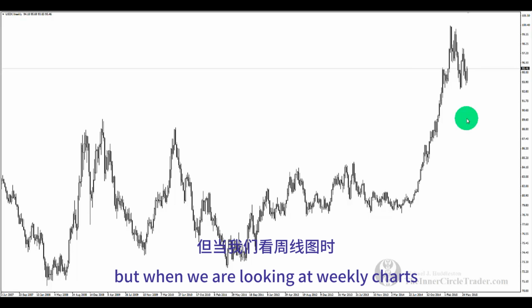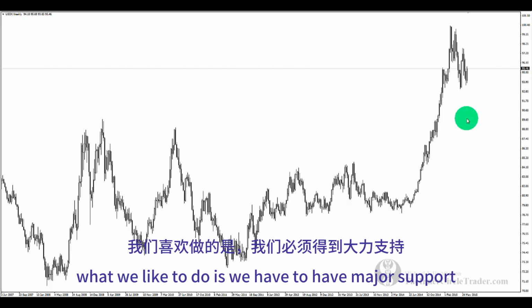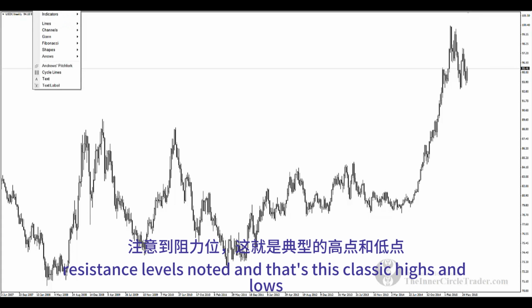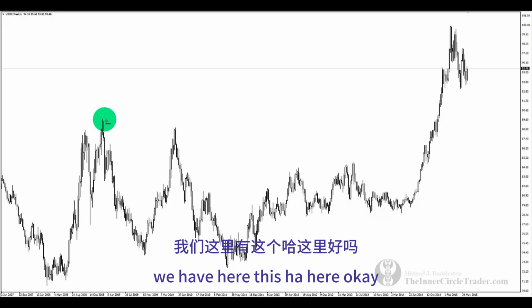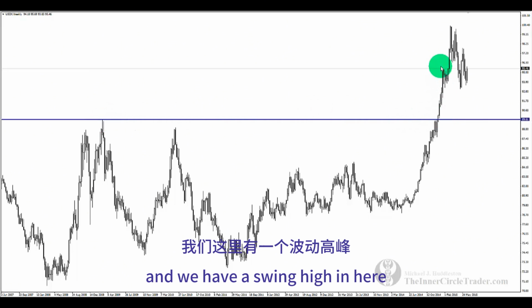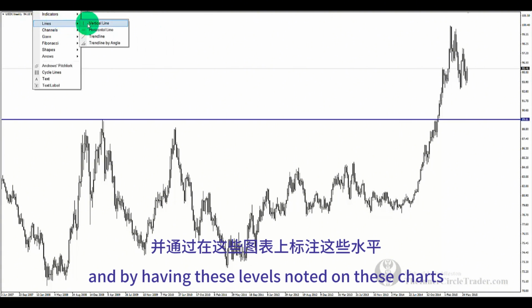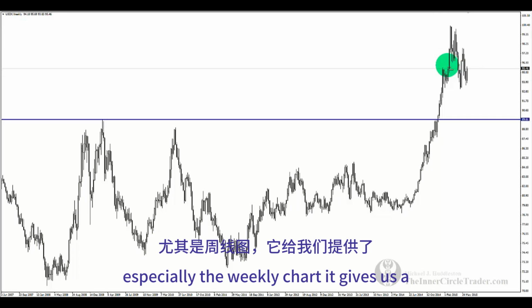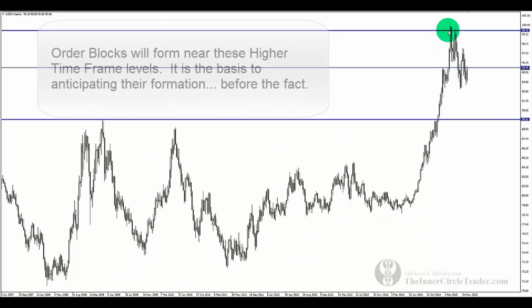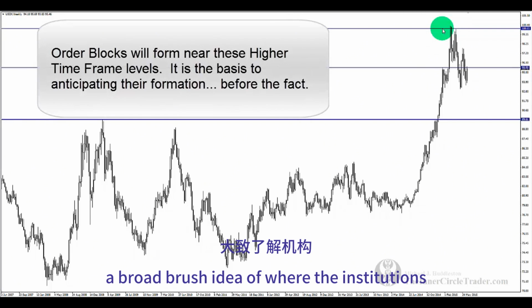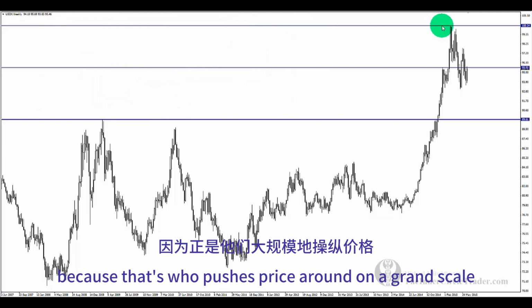But when we are looking at weekly charts, what we like to do is have major support and resistance levels noted, and that's just classic highs and lows. We have this high here, and we have a swing high in here. By having these levels noted on these charts, especially the weekly chart, it gives us a broad brush idea of where the institutions are, because that's who pushes price around on a grand scale, not minor little fluctuations.